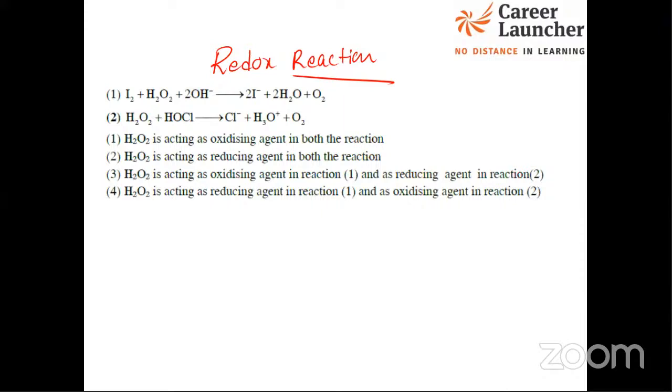If you see the oxidation and reduction process, addition of oxygen is oxidation, removal of oxygen is reduction, and addition of hydrogen is reduction. In terms of oxidation number, an increase in oxidation number is oxidation. So if you see H2O2, what is the change? Here H2O2 has oxygen at minus 1, and in H2O it is minus 2.